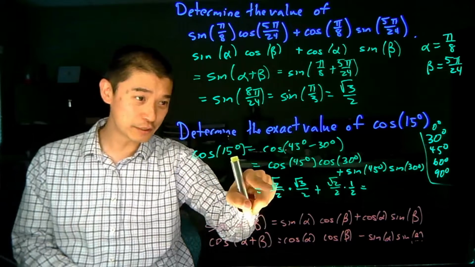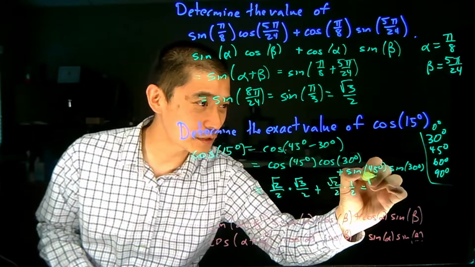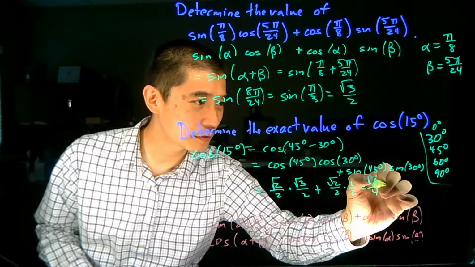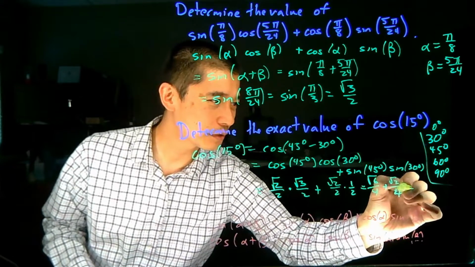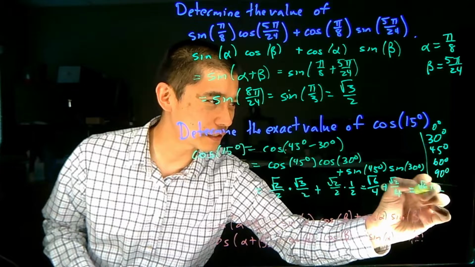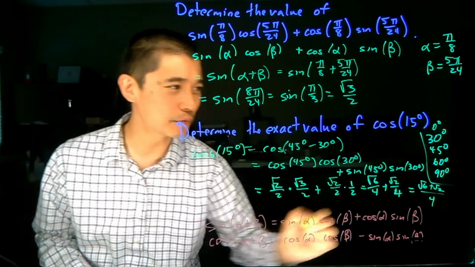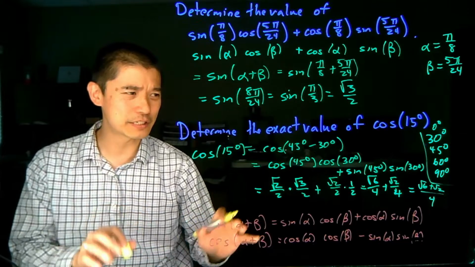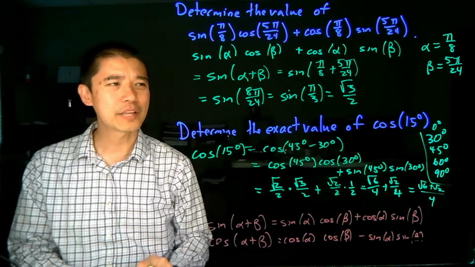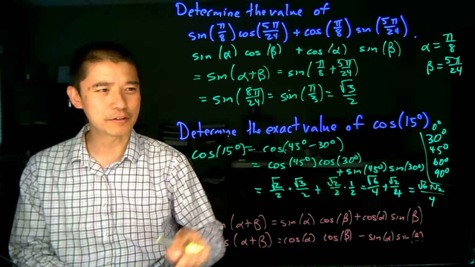And so when we plug it all in, root 2 times root 3 is root 6. So we have root 6 over 4 plus root 2 over 4, which we can put under a single fraction, root 6 plus root 2 over 4. There are other manipulations you can do to try to simplify that further, but it doesn't actually take you anywhere. So that's how we determine the exact value of cosine 15 degrees.